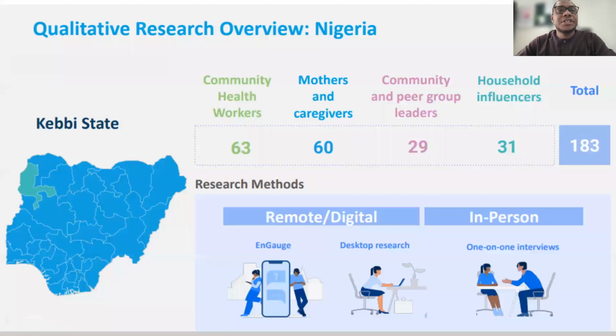We conducted qualitative research in Kebbi State in Nigeria. This was where the HCD activity was conducted. Kebbi State is in the northeast of Nigeria and is one of the states with the highest prevalence of malnutrition in the country. We interviewed 4 cohorts of respondents: community healthcare workers, mothers and caregivers, community leaders and peer groups, and household influencers. We used various methodologies, remote and digital approaches, including the Engage platform, which is a tool developed by Think Place. We conducted desktop research to understand the context in Nigeria and in Kebbi State, in addition to conducting one-on-one interviews with the different cohorts of respondents listed above. Next slide.